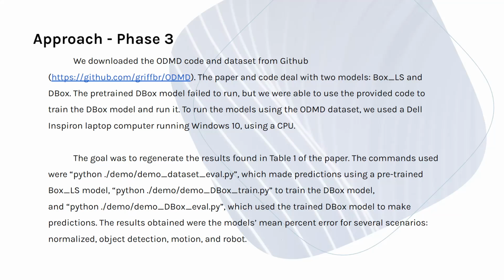Our goal was to regenerate the results found in table 1, which we saw several slides ago. The commands that we used were the demo dataset eval, which made predictions using the pre-trained BoxLS model, the demo dbox train, which we used to train the DBox model, and the demo dbox eval, with which we used the trained DBox model to make our predictions. The results that we obtained were the mean percent error for the several scenarios: normalized, object detection with motion, and robot.